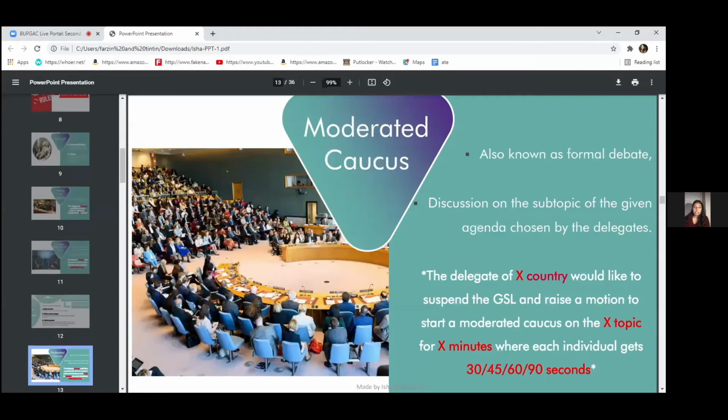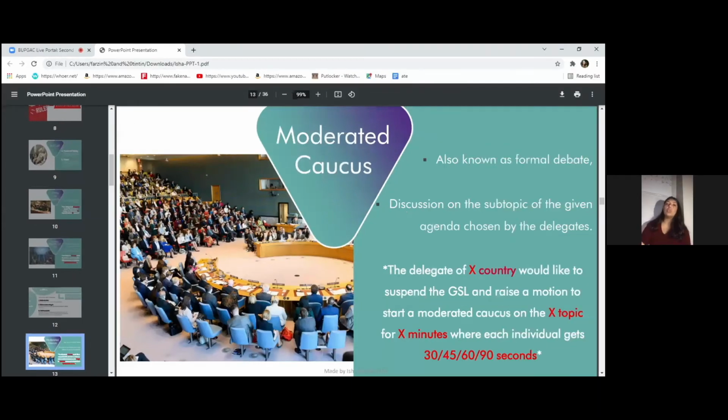So unlike GSL, a moderated caucus always has a total time period, always, because it's a subtopic, right? So the dais members will only give a limited time period to discuss that topic. So you can say 10 minutes, 20 minutes, or 30 minutes, right? How much time do you think is necessary for it to be discussed? That many minutes, where an individual gets, again, 30, 45, 60, 90 seconds, according to what you as a delegate think is necessary for the topic to be discussed, or what you think other delegates would provide for the topic. So yeah, that's moderated caucus.